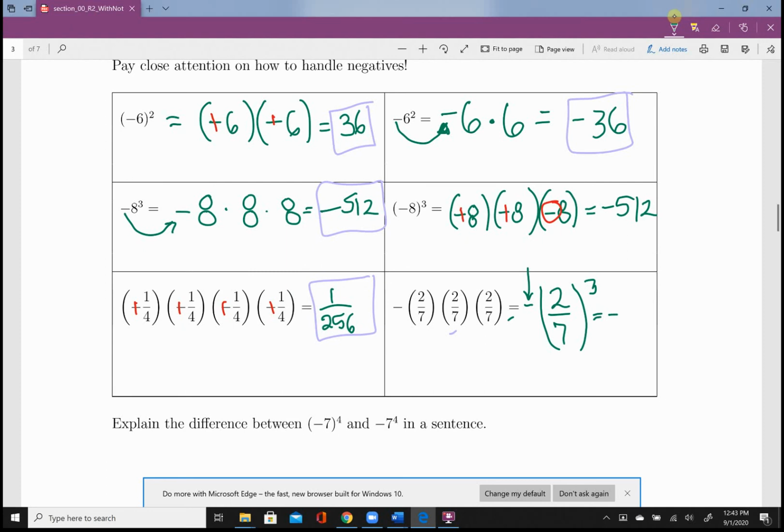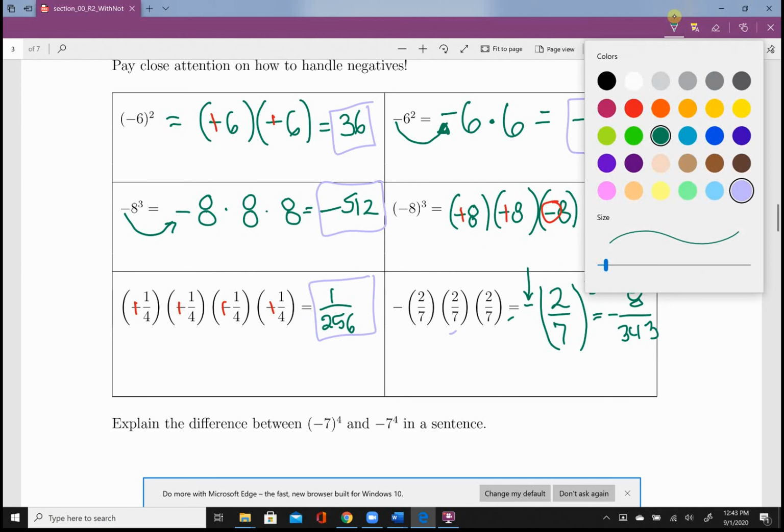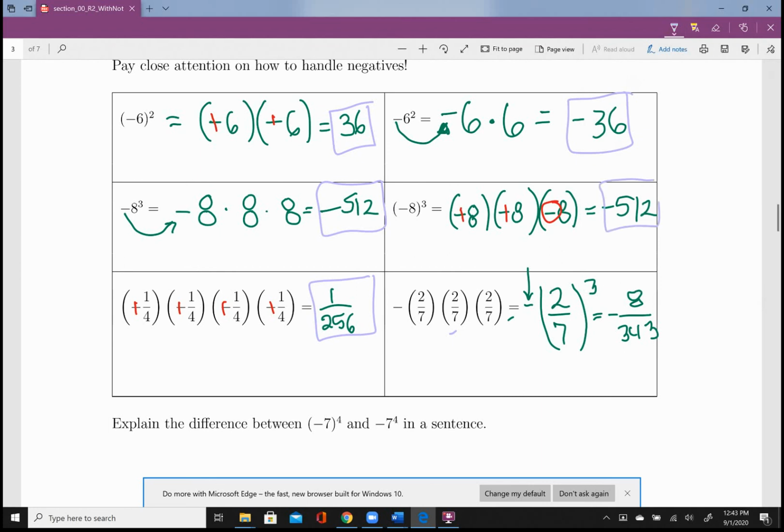It'll be negative 343 in the denominator and 8 in the numerator, if I am not mistaken. Okay. Gorgeous. Let's go ahead and make sure all of the answers got boxed up, and we're ready to move on.